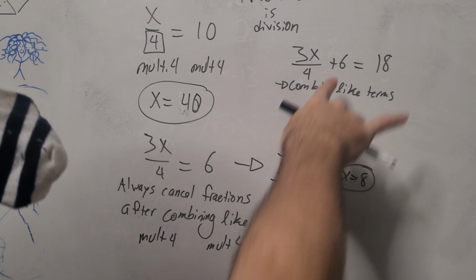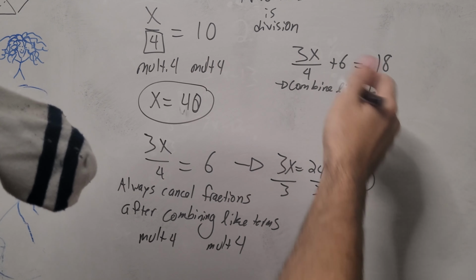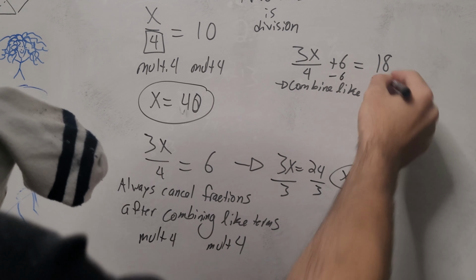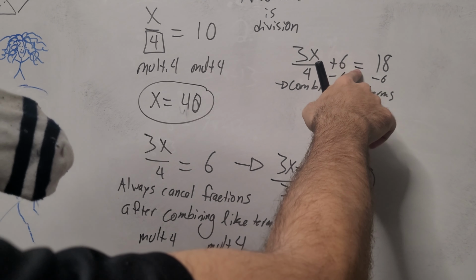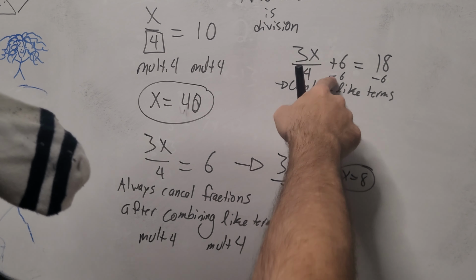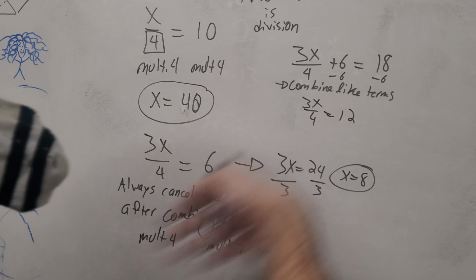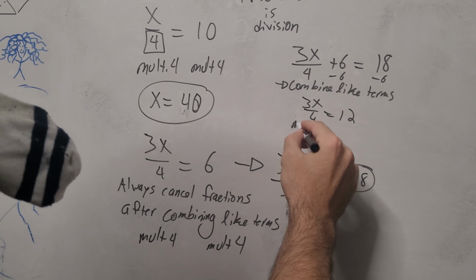All right, and so I hope you can see the 6 and the 18 can be combined. Let's do minus 6, minus 6. All right, they're on opposite sides of the equal sign. That's why we have to do the opposite operation. So we have 3x over 4 equals 12. And now we could multiply by 4 on both sides. 3x equals 48. And now we divide both sides by 3. X equals 16.